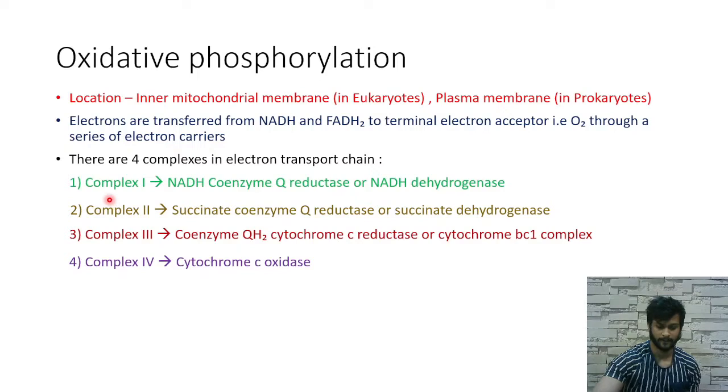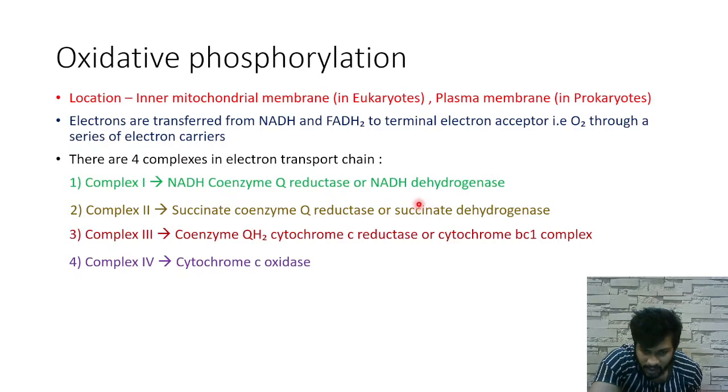There are four complexes in the electron transport chain. Complex 1 is known as NADH coenzyme Q reductase, also known as NADH dehydrogenase. Complex 2 is known as succinate coenzyme Q reductase or succinate dehydrogenase. Complex 3 is coenzyme QH2 cytochrome C reductase or cytochrome BC1 complex. Complex 4 is known as cytochrome C oxidase.